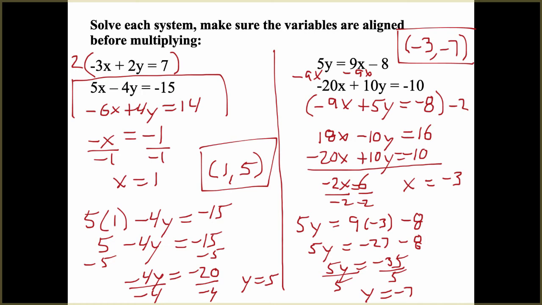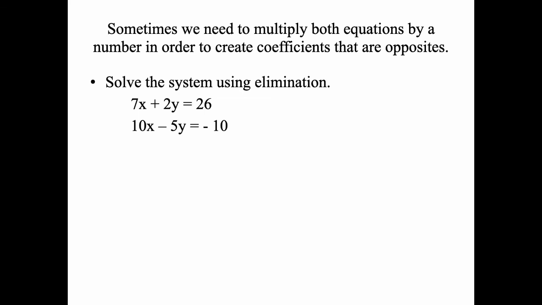So you notice on these two systems of equations that we just did, we had to multiply by a number to get opposite coefficients on one of the variables, and then the one on the right, we also had to rewrite it so that the variables were stacked on top of each other. All right, then we're going to get a little more complicated. Here it says sometimes we need to multiply both equations by a number to get coefficients that are opposites.